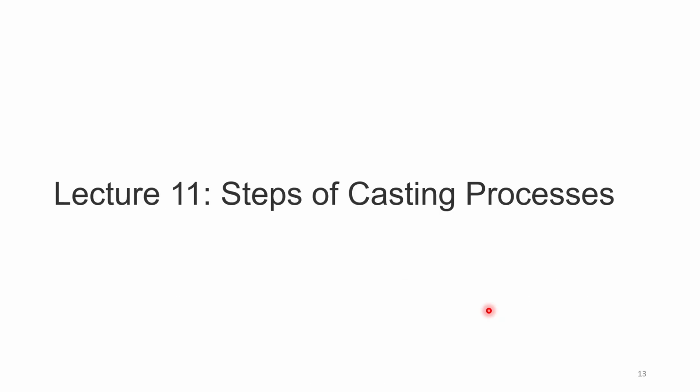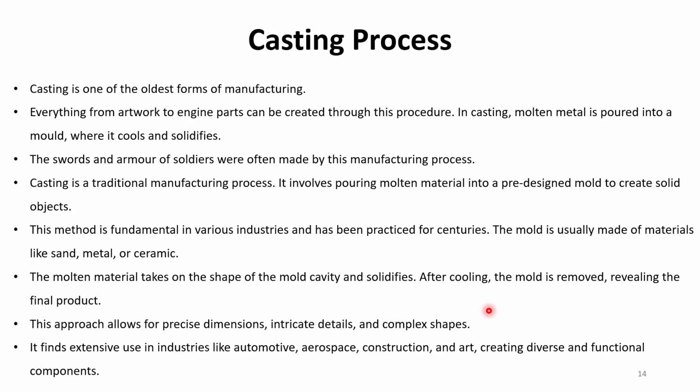Now we'll go through some lecture notes which will help you in solving your assignment questions. Firstly, steps of casting processes. Casting is one of the oldest forms of manufacturing. Other manufacturing processes that you'll be studying, such as machining, material removal, metal working and additive manufacturing, are all relatively newer approaches compared to casting. Casting is the oldest one, and everything from artwork to engine parts can be created through this procedure.